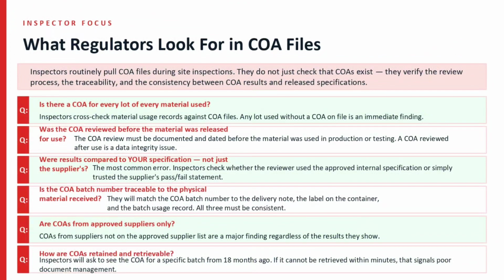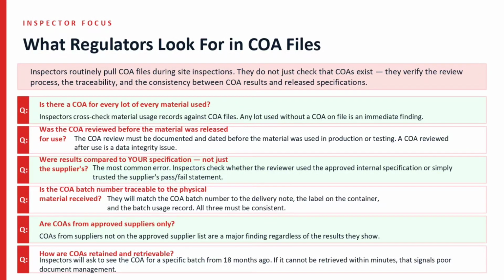Let me tell you exactly what inspectors look for when they review your COA files. The first question is whether a COA exists for every lot of every material used. Inspectors will pull your material usage records and cross-reference them against your COA file. Any lot used without a corresponding COA on file is an immediate finding.